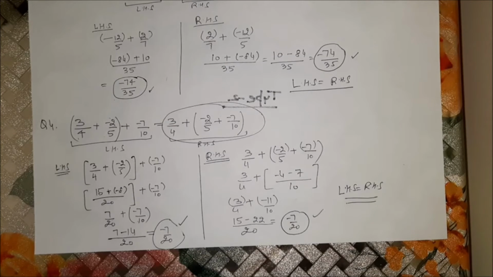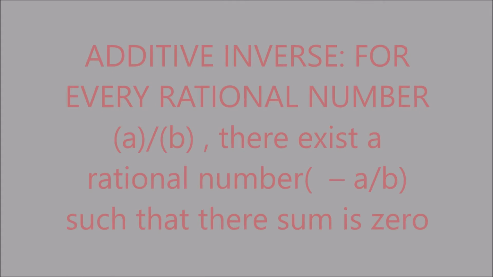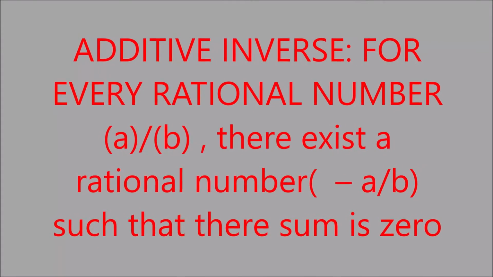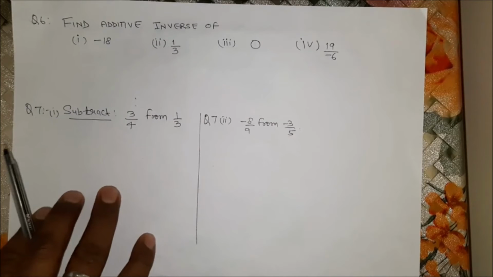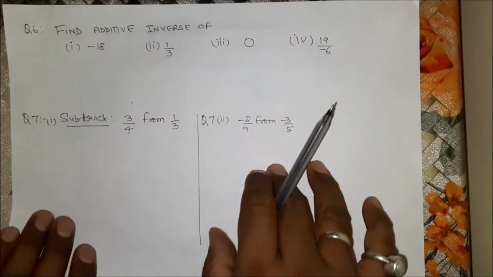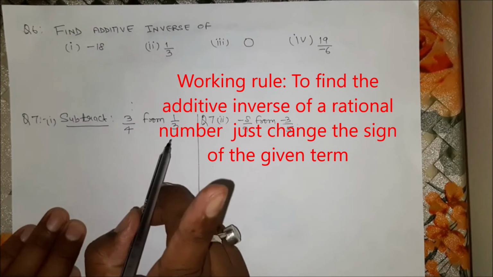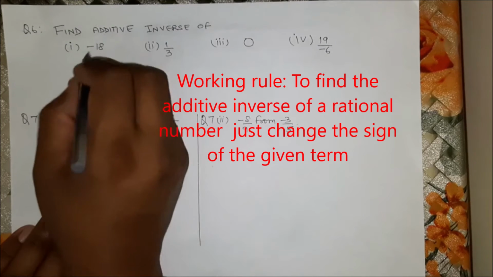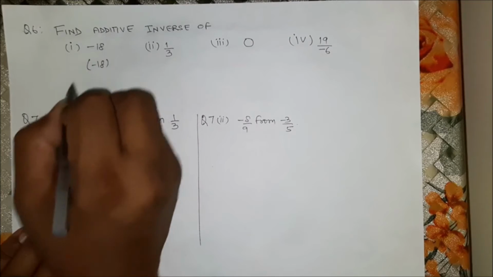now what is additive inverse? Your question number 6 is find the additive inverse of these four parts. You can see, what is the working rule? We will change the sign of the term. If this is minus 18, first of all, put the number in bracket and put the negative sign here.